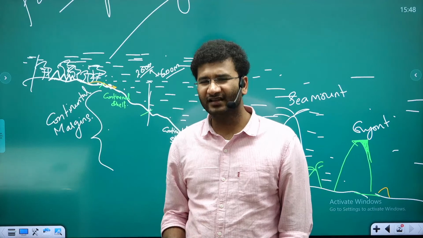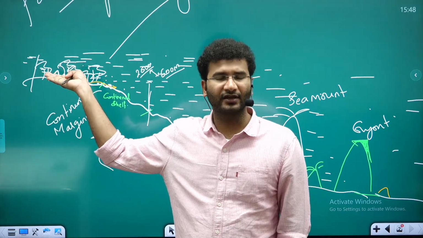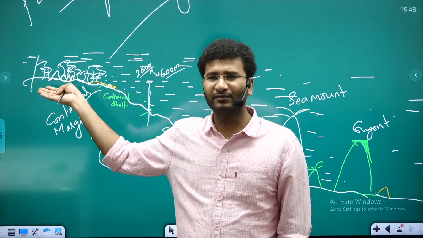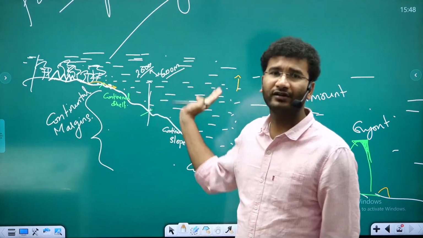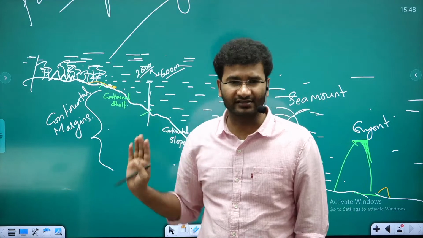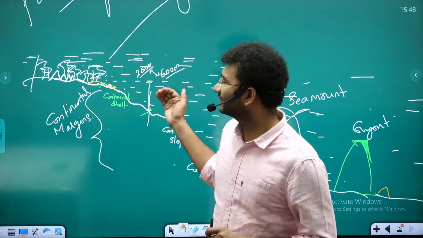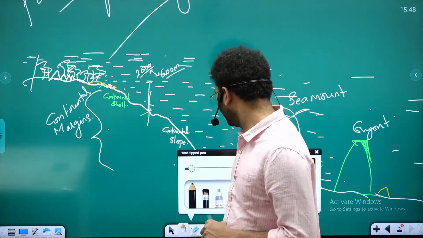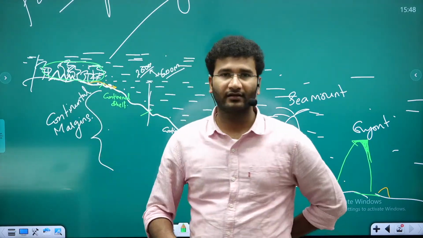So what did we see earlier? This continental shelf was present above the landmass, above the ocean, right? And for some reasons, either the land can subside or the ocean sea level can rise. In either of these cases, the water is entering into the continental area, and then most of the vegetation which was there is now submerged, right?